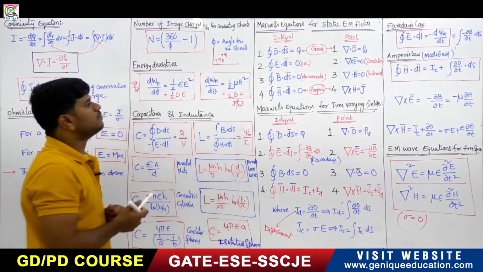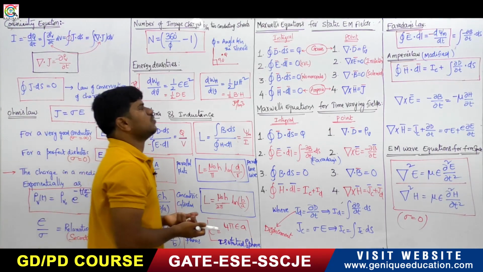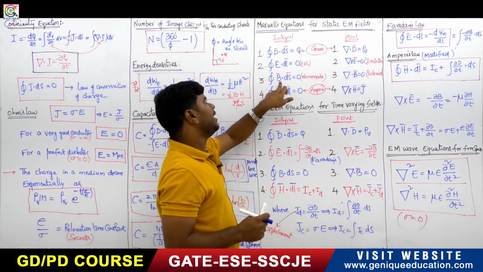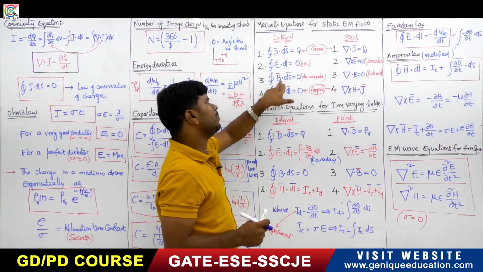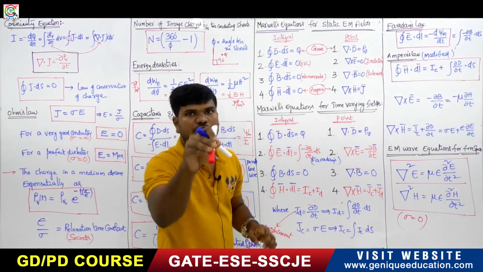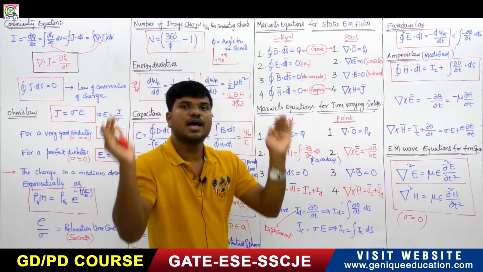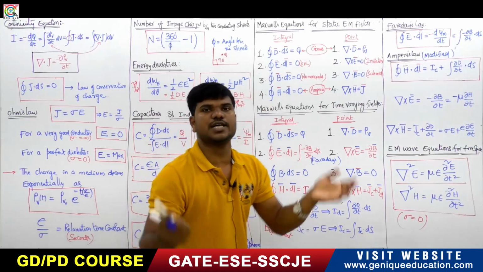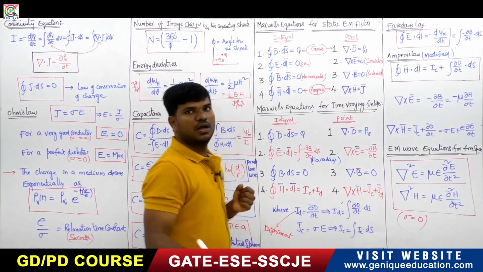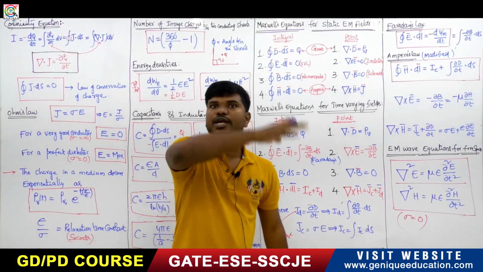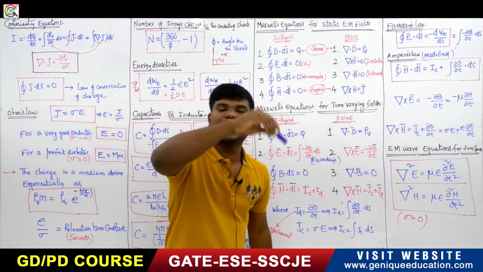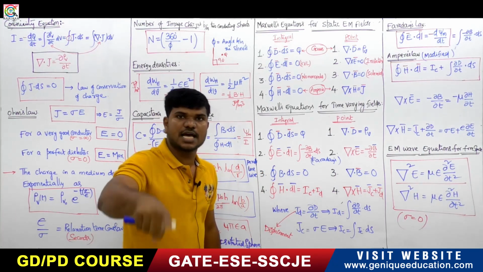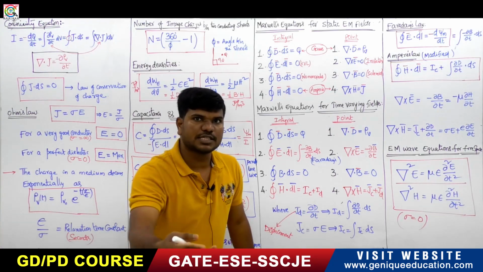Now the third equation: closed integral B dot ds equals 0. What is B dot ds? B is Weber per meter square, into meter square, gives Webers only. So within the closed surface we are finding the magnetic flux, and the total magnetic flux is 0. For any closed surface, the entering magnetic flux equals the leaving magnetic flux, because the magnetic flux lines are always circles.